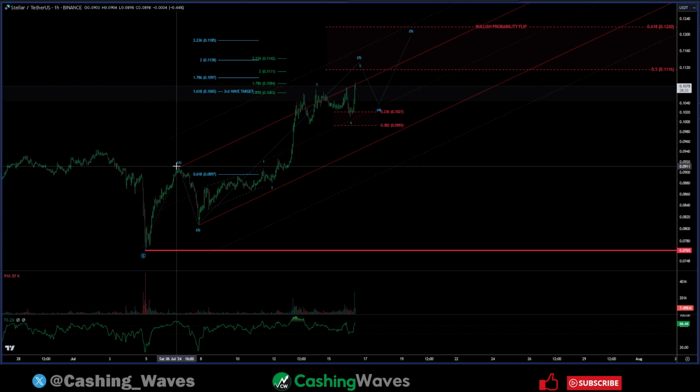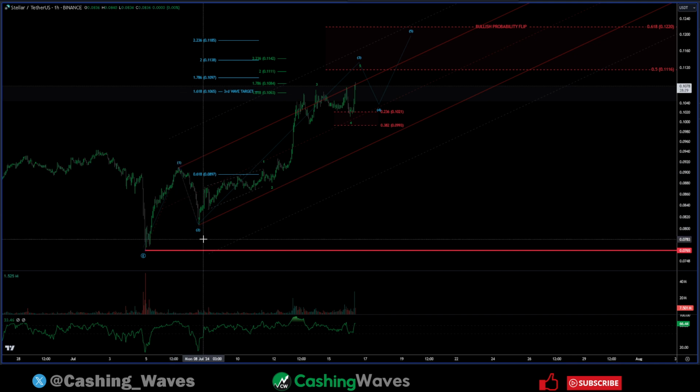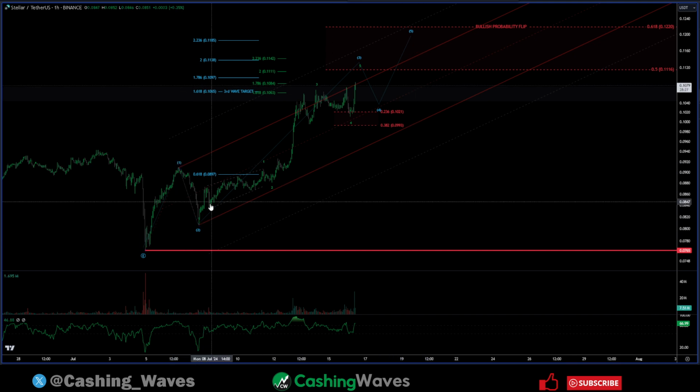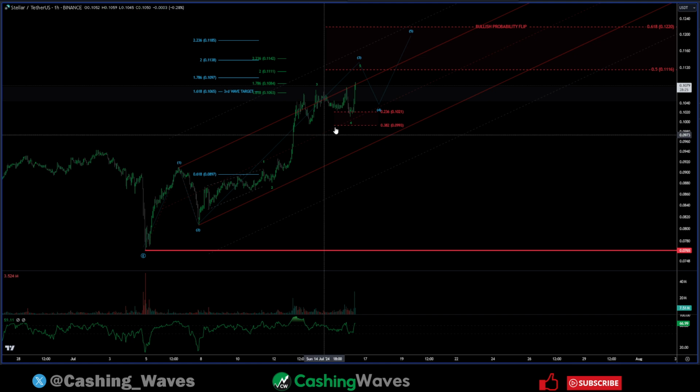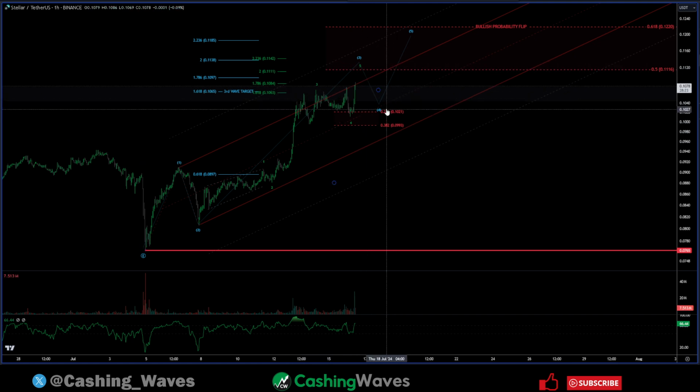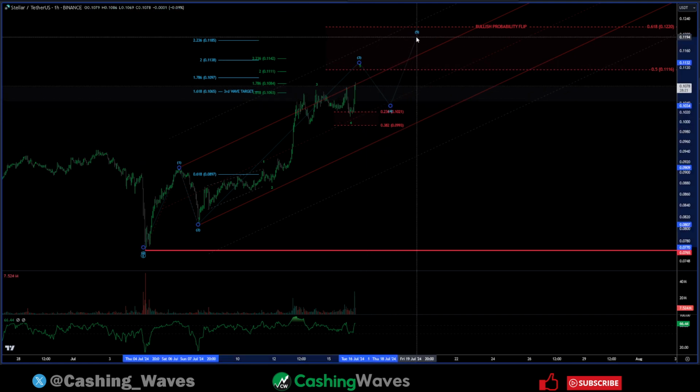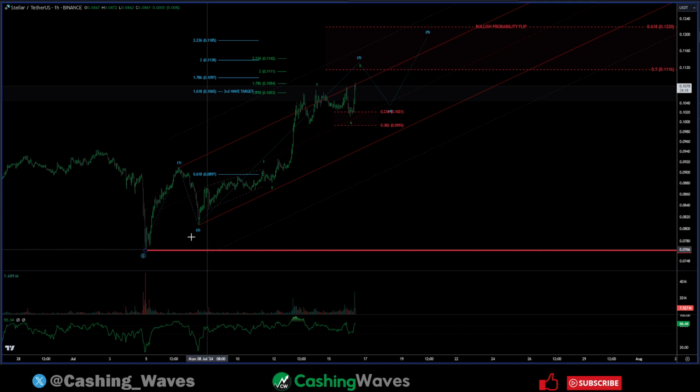So we have our wave 1 off the E-wave low. Our wave 1 and 2, it was a sharp correction. So using the rule of alternation, we'd expect a sideways consolidation for this larger fourth wave in blue. Something to keep in mind.